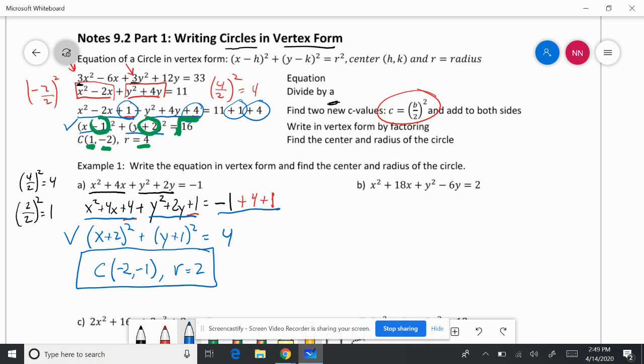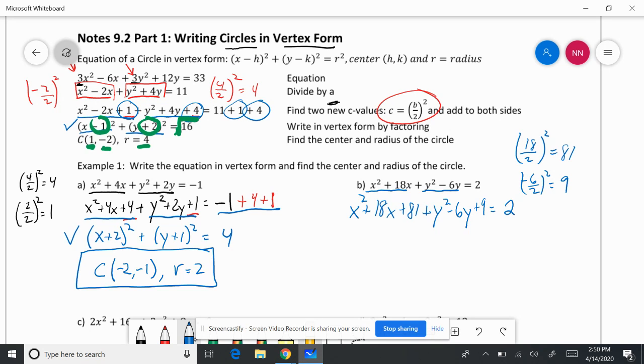Let's look at another example. Here we don't have an a value, so we're going to go straight to completing the square. We have the 18 divided by 2 squared. 9 squared is 81. So we have x squared plus 18x plus 81. And then for our other one, we're taking the negative 6 divided by 2 squared. Negative 6 divided by 2 is negative 3. Squared is 9. That gives us y squared minus 6y plus 9 is equal to 2 plus 81 plus 9.